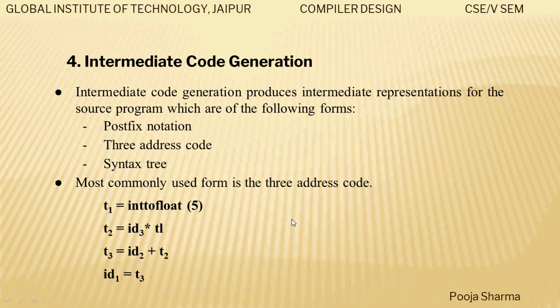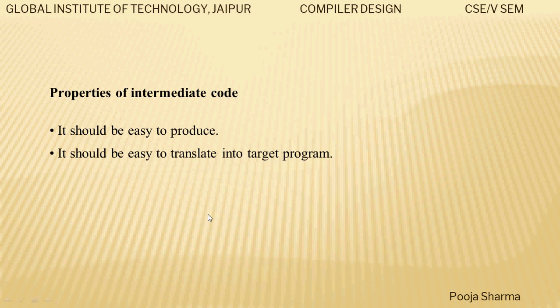The next phase is intermediate code generation. Intermediate code generation produces an intermediate representation of the source program, which can be of the following forms: postfix notation, three address code, syntax tree. The most commonly used form is three address code, and it is an example of an intermediate code. Now, the properties of intermediate code: it should be easy to produce, and it should be easy to translate into the target program.